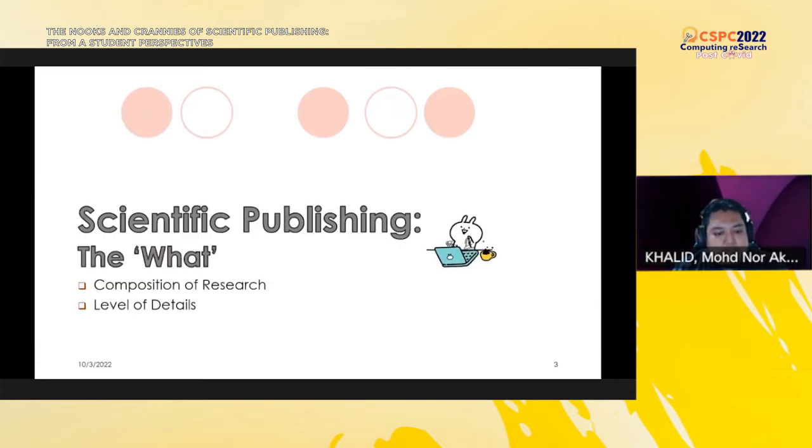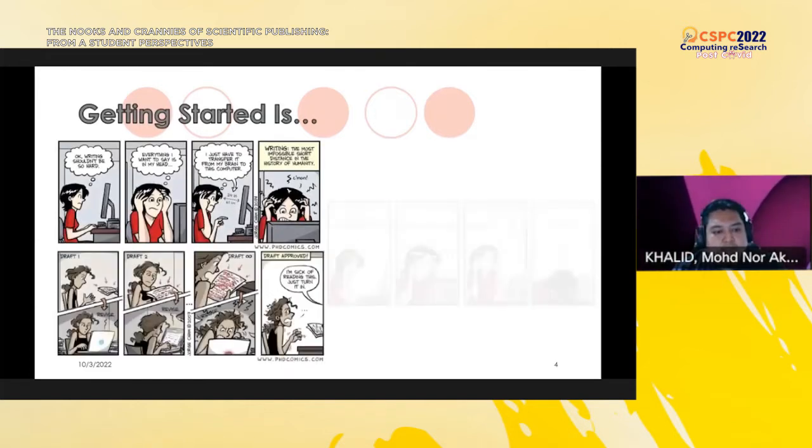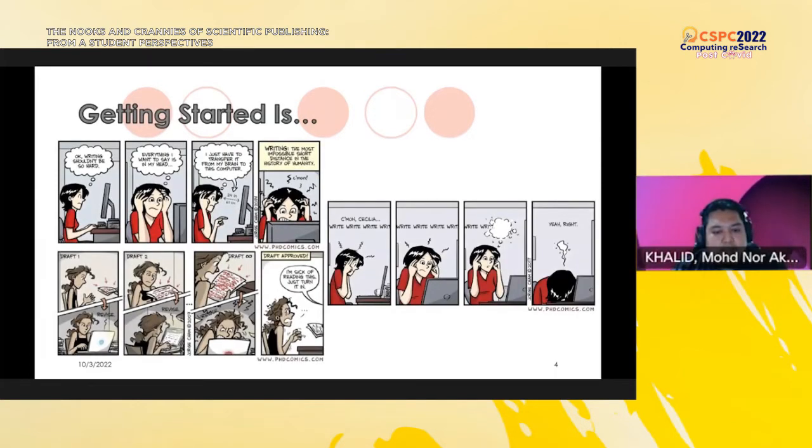So the first thing is the what. Here we're focusing on what are the composition of your research and what is the level of detail that you should provide in terms of your work when you want to publish your research. Before we start, I know that most of you have been there, meaning being stuck or going through a lot of drafts and revisions, and even sometimes not having any idea generated. So yeah, I've been there before as well, so I know what you feel.